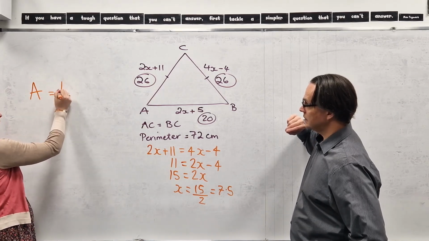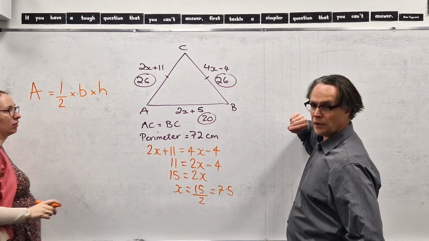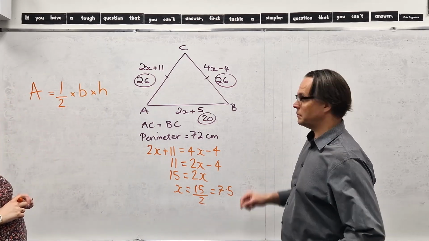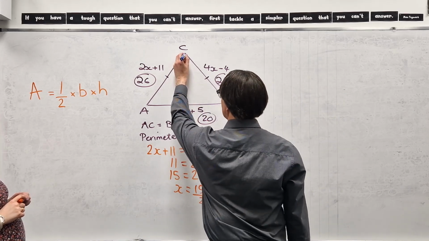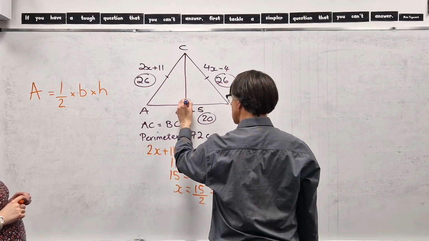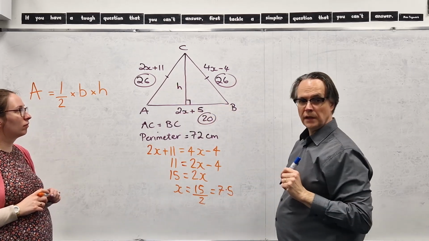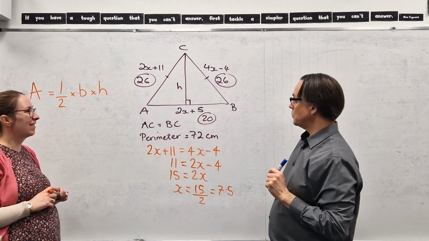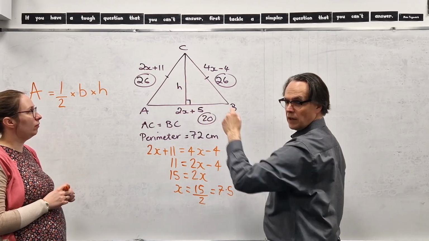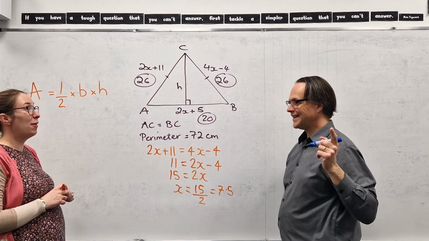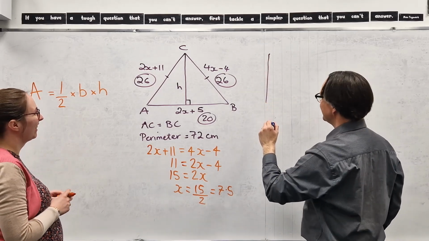So area of a triangle equals a half base times height. But you may notice by looking at the triangle that we don't know what the height is. The height is this bit, obviously. So how could we find this? Well, if we've got a right angle triangle, what are we going to use? Pythagoras theorem. Pythagoras theorem. Right. So cheesy. I like that.